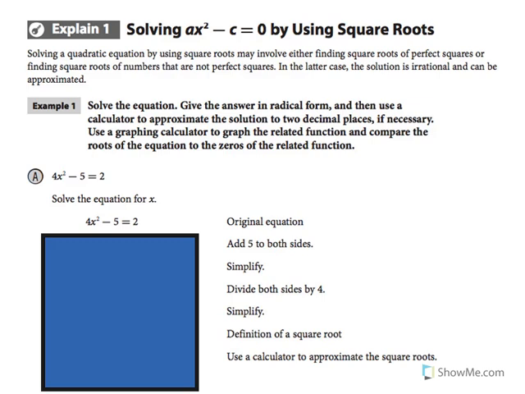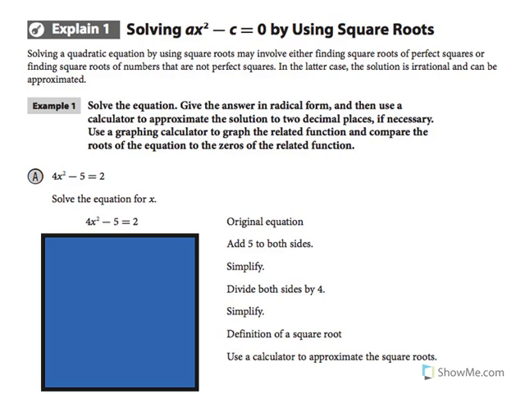Solve the equation. Give the answer in radical form, then use a calculator to approximate the solution to 2 decimal places, if necessary. Use a graphing calculator to graph the related function and compare the roots of the equation to the 0 of the related function.